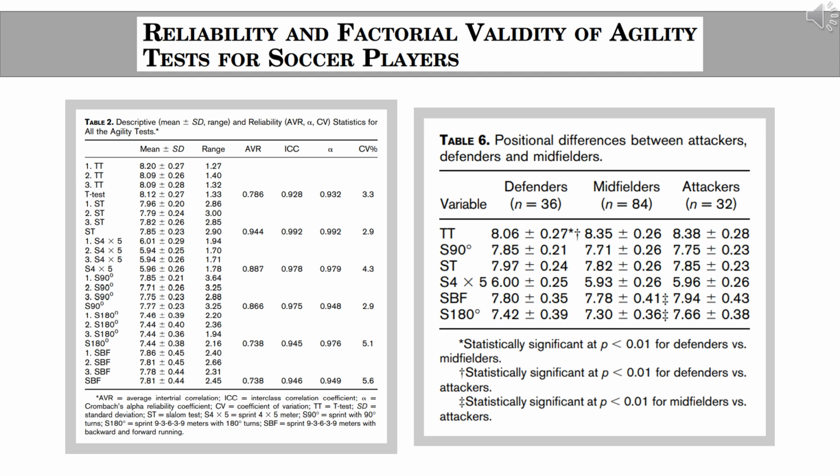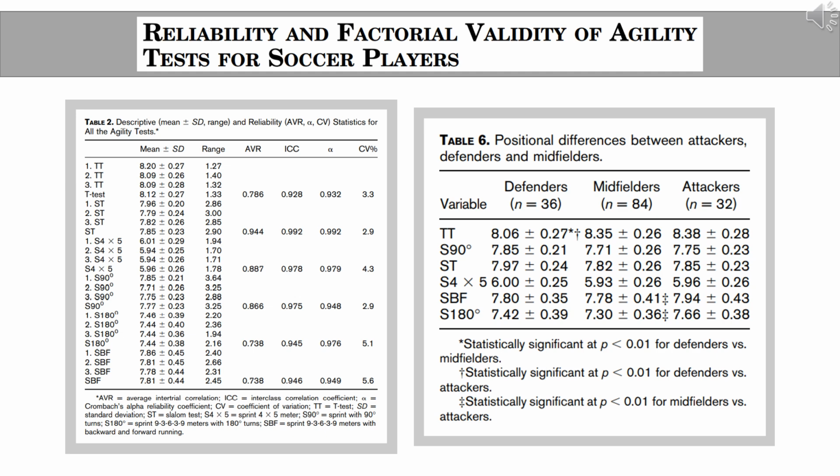I've also included this other table from the same study which tries to outline whether or not some of these tests are sensitive at being able to detect differences between playing positions. And you can see that if we start looking at the S90 and the slalom test and the sprint 4x5 meters, there's no meaningful differences in the times between playing positions.